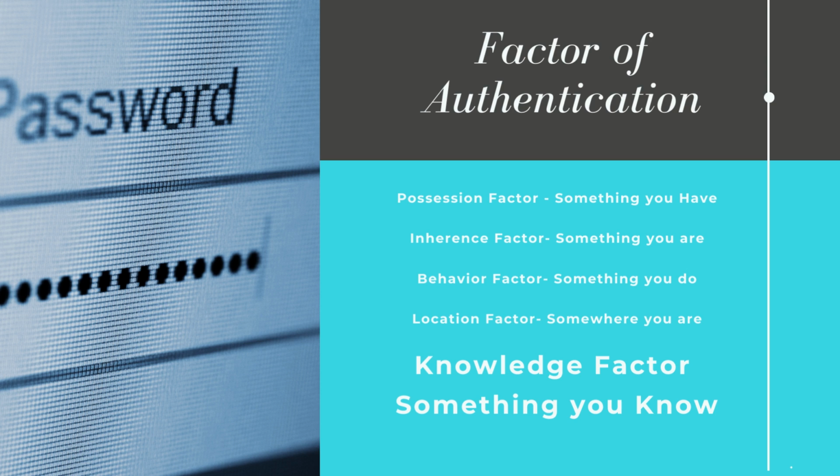We have the possession factor, something you have, like a token or a smart card. The inheritance factor, something you are. That's, for instance, biometrics, such as a fingerprint or a retina scan. The behavior factor, something you do. The location factor, somewhere you are. And the knowledge factor, where passwords fall, something you know or a secret that you know.